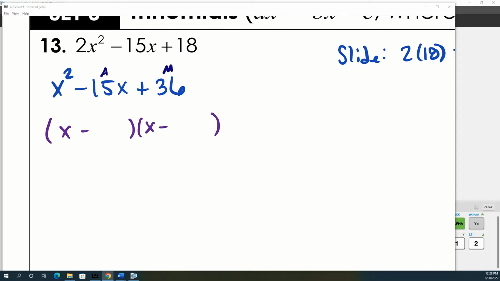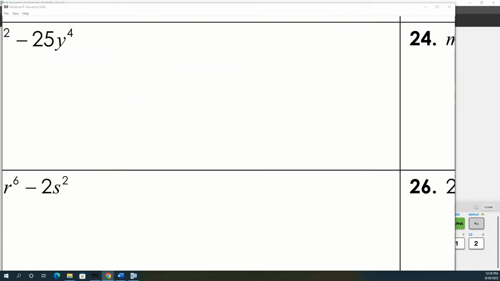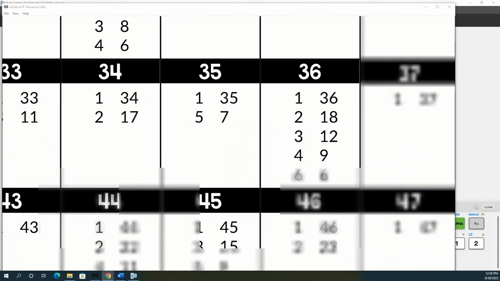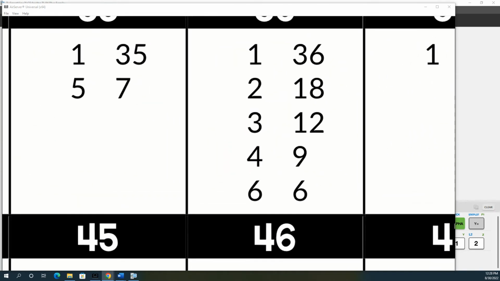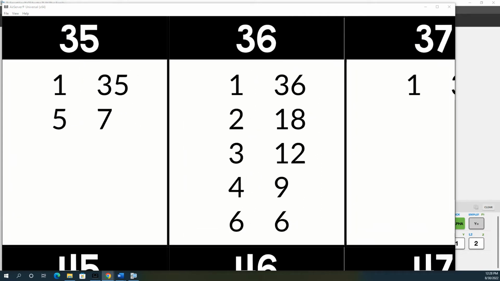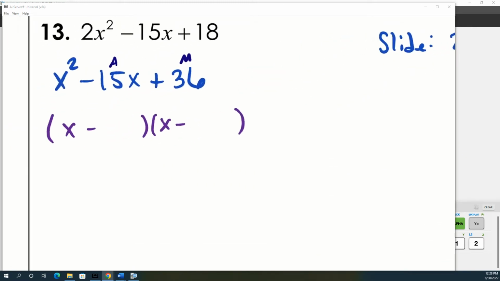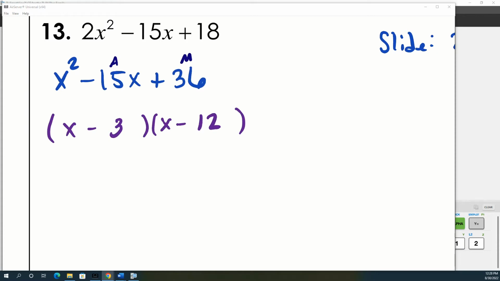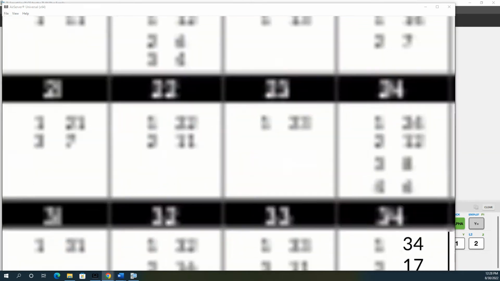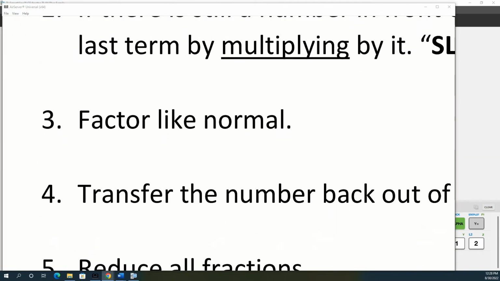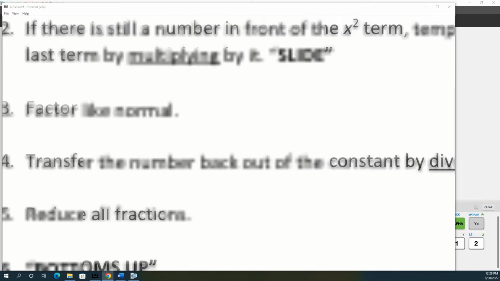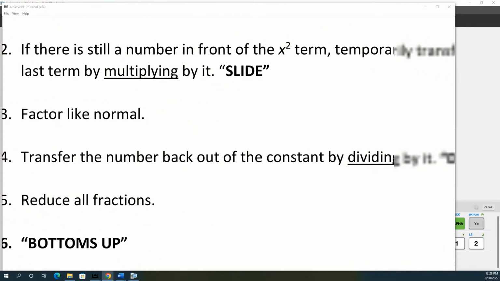All right. Then we look in the 36 box on our factor chart, and we want to find numbers that add to give you 15. What do y'all think? 12 and 3, or 3 and 12, however you want to do it. All right. So that takes us to step 3, factor like normal. Step 4 is the divide part. In step 4, we're going to transfer the number back out of the constant term by dividing by it.